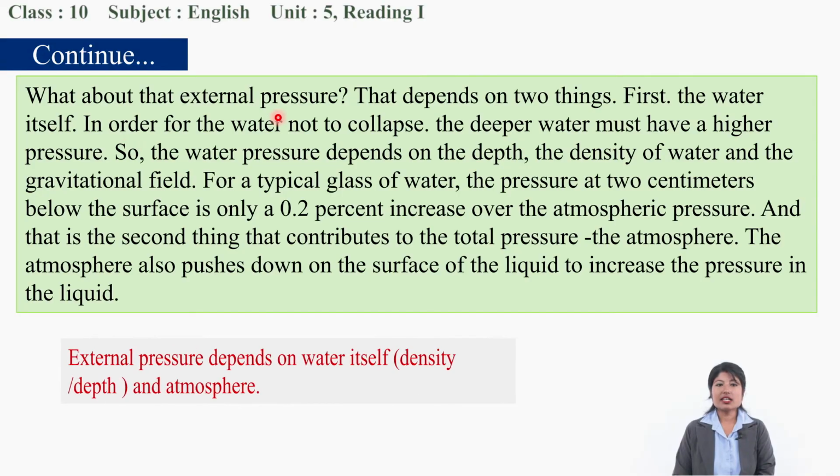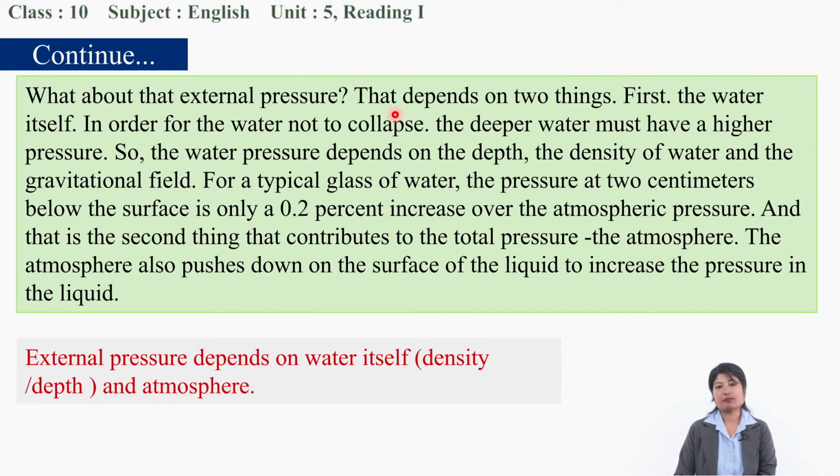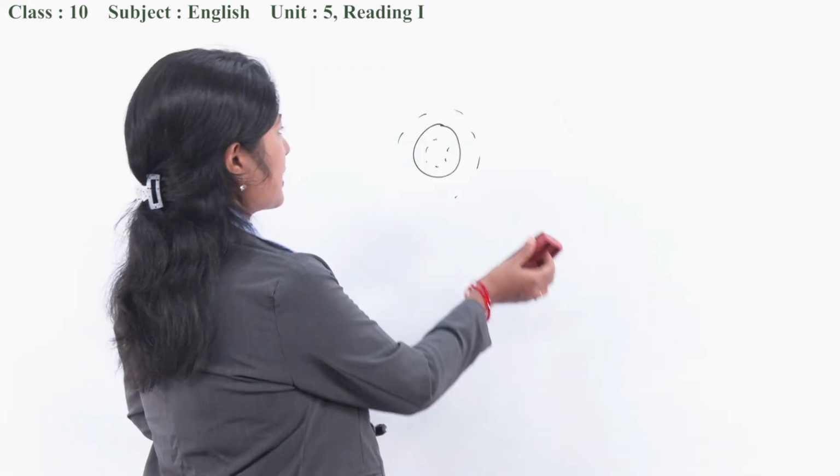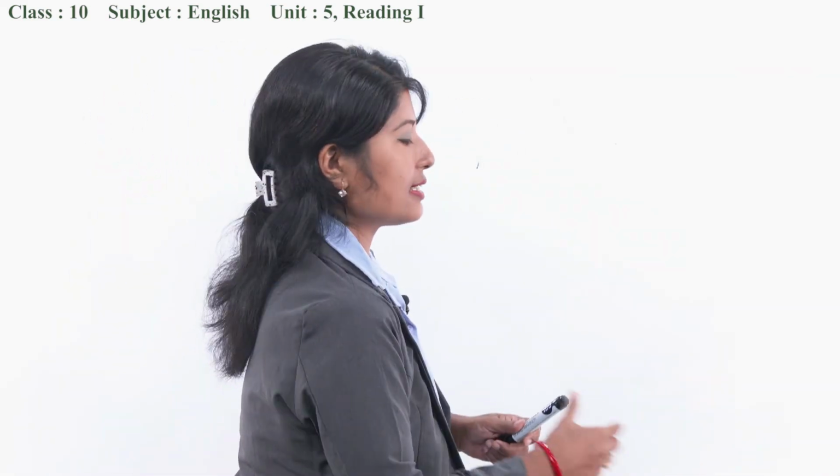What about the external pressure then? That depends upon two things. First, the water itself. In order for the water not to collapse, the deeper water must have a higher pressure, and so the water pressure depends on the depth, the density of water and the gravitational field. Let's talk about the glass of water once again to understand this.